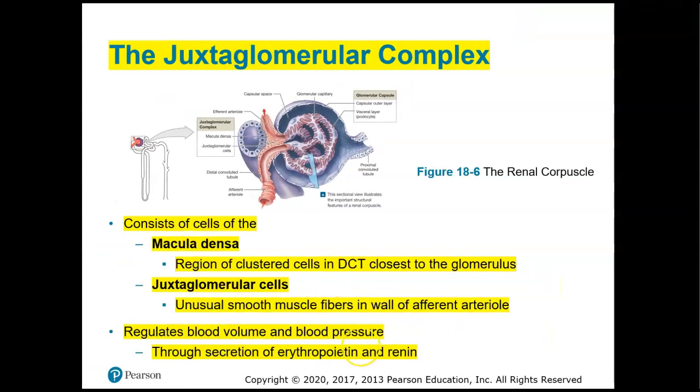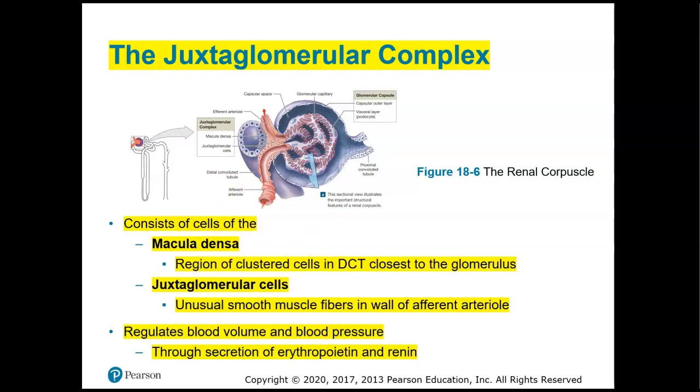The juxtaglomerular complex consists of the cells of the macula densa, which is here. That's the region of clustered cells in the DCT closest to the glomerulus. So there's these cells right here. They're cuboidal epithelial cells, simple cuboidal. Then the juxtaglomerular cells are the unusual smooth muscle fibers in the wall of the afferent arteriole. So they're here and here. So we have macula densa and juxtaglomerular cells, and these make up the juxtaglomerular complex.